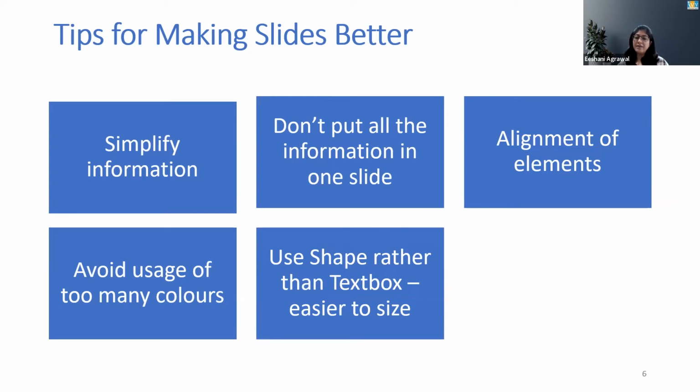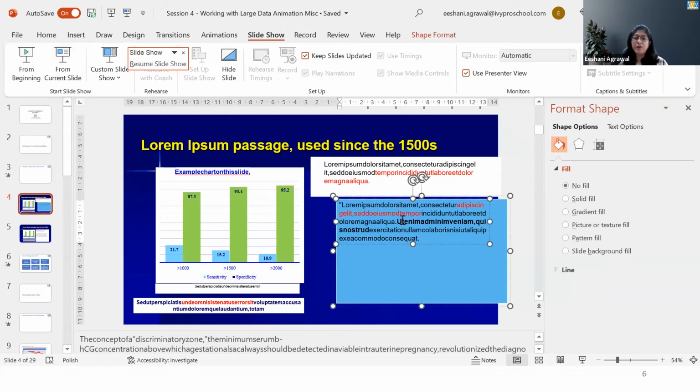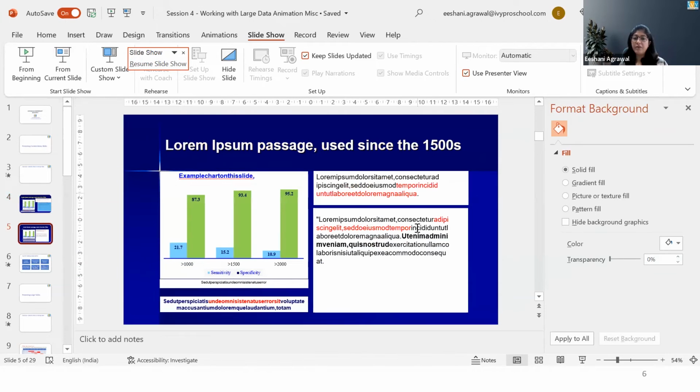Use shapes rather than text boxes, like I was telling you. Why? Because in the case of text boxes, we do not have control over the size. So if I wanted to make it bigger just because I wanted to align with the other one, or make equal-sized text boxes on the top and bottom, like what we did over here, we were able to make them equal size just because we have put a text box in a shape.